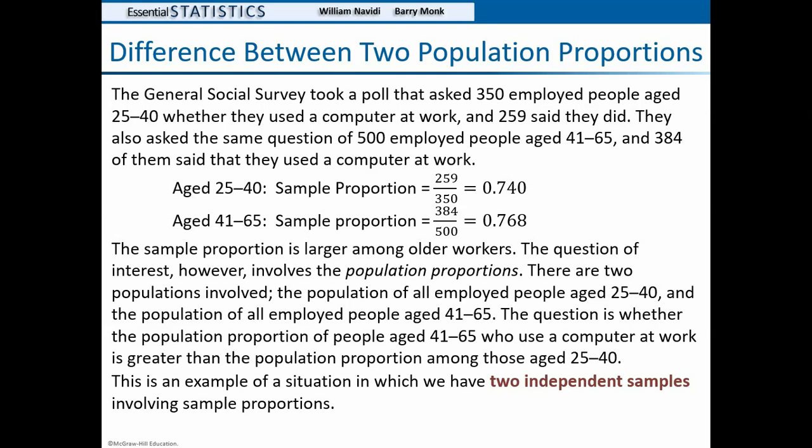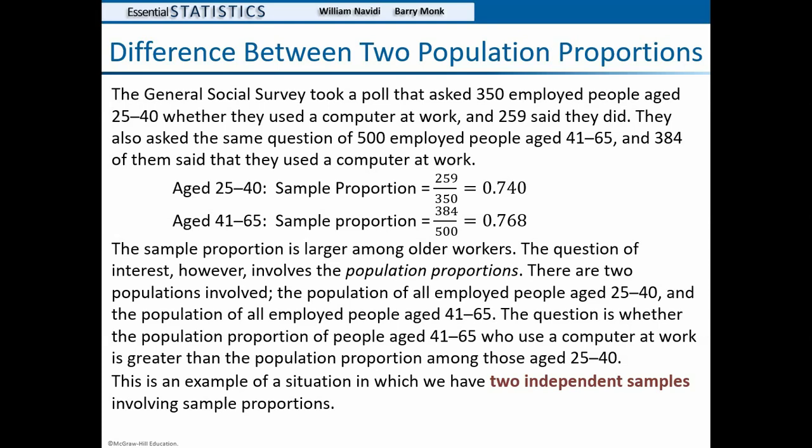Okay. So the sample proportion is larger among older workers. The question of interest, however, involves the population proportions. Those are just the samples. Remember, if we continue to do different samples, we would expect different values, but they would be tightly coupled. They would be pretty close.